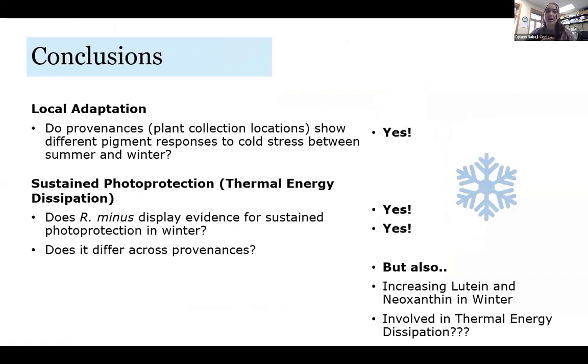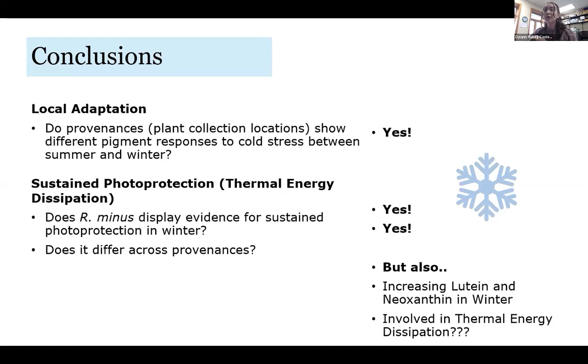So what this gives us insight into is, yes, local adaptation is occurring, especially as we saw with some of the carotenoids. There are great differences sometimes between the different provenances, and we see them also responding to cold stress from summer to winter. We also see that sustained photoprotection is happening in the winter. This is happening in Rhododendron minus. It sometimes differs across provenances, but also we see this retention happening with lutein and neoxanthin, which are much less studied compared to other carotenoids.